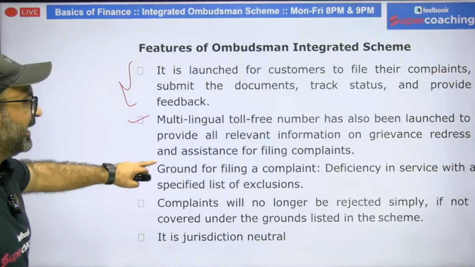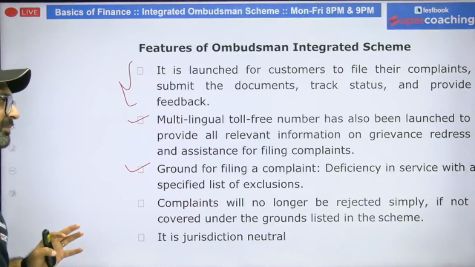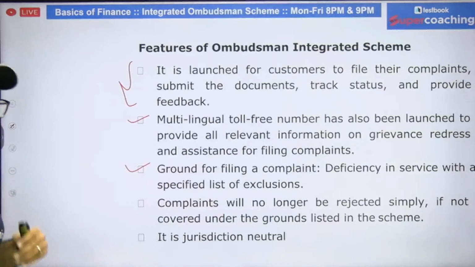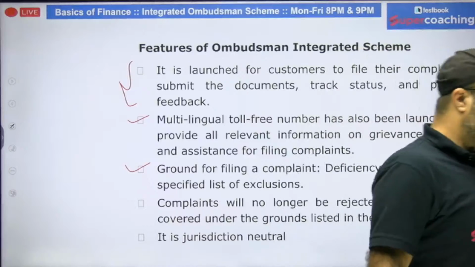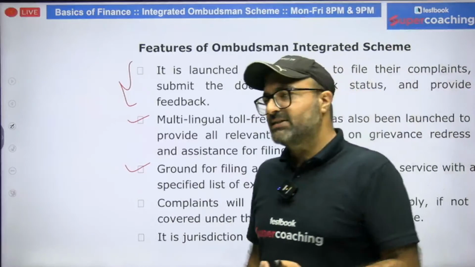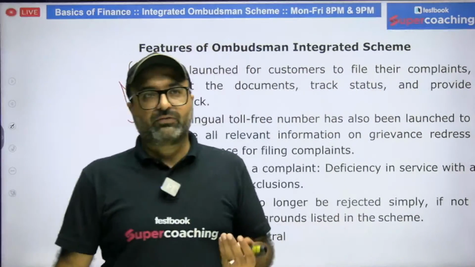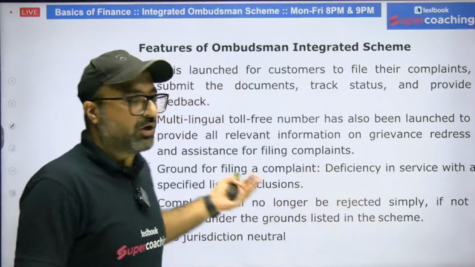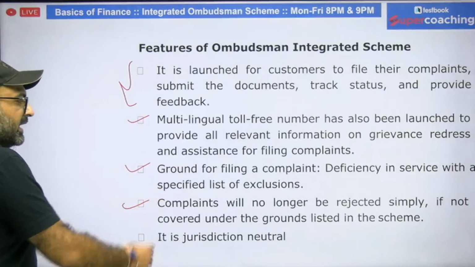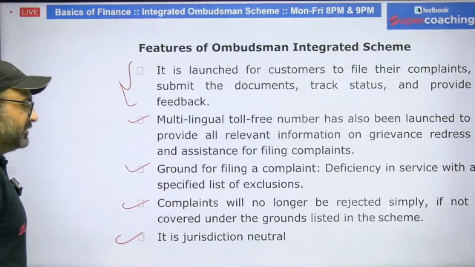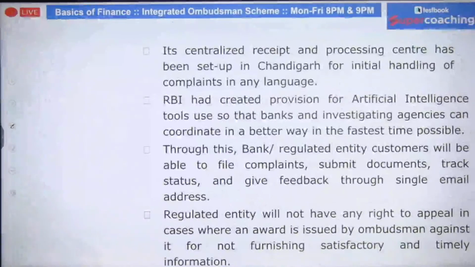So ground for filing a complaint is clearly mentioned. All those grounds which are mentioned in the document, you can complain in those areas only. If you're complaining for any area which is not mentioned in that document, then you cannot raise your complaint. Complaints will no longer be rejected simply if not covered under the grounds listed in the scheme, and it is jurisdiction neutral where the entire decision will be taken.